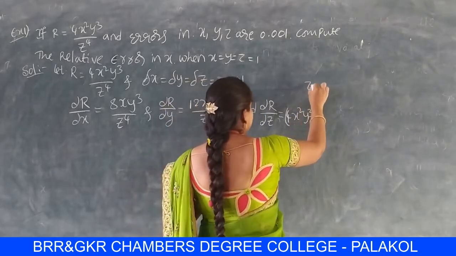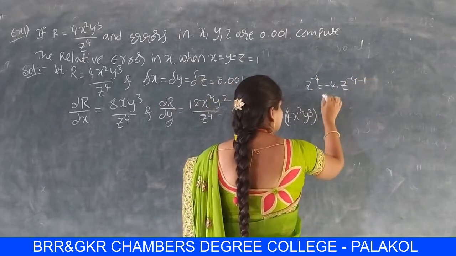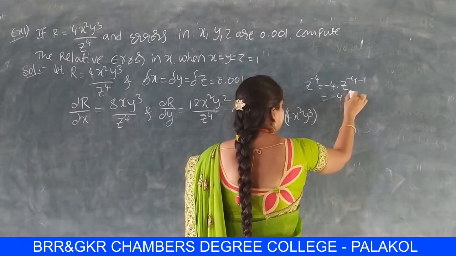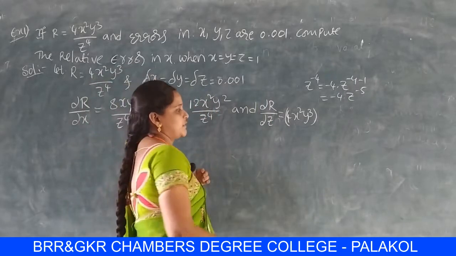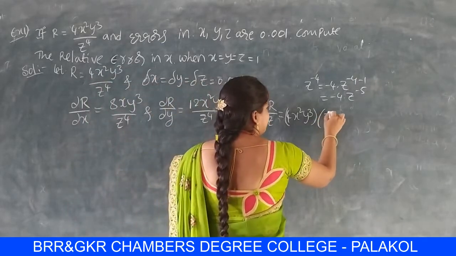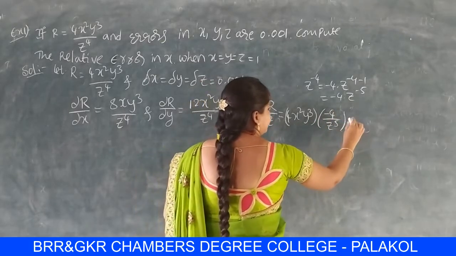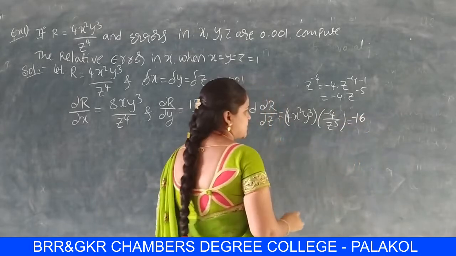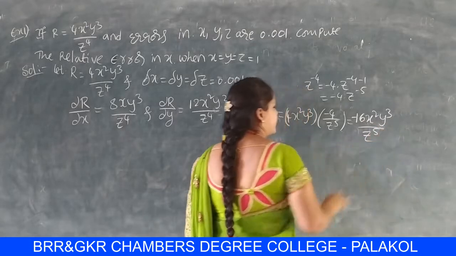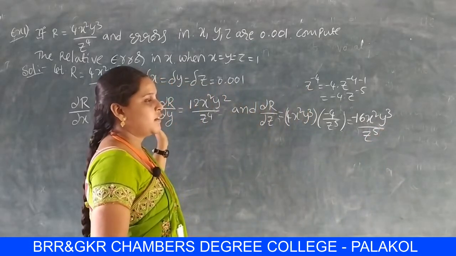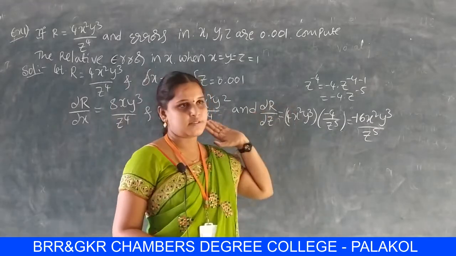Now the derivative of z to the power of minus 4 is minus 4 into z to the power of minus 4 minus 1. This is also one of the derivatives of z to the power of minus 4. So this is minus 4 by z to the power of 5. 4 fours are 16, so minus 16 x square y cube by z to the power of 5. So these three values are based on the partial differentiation with respect to x, y and z.